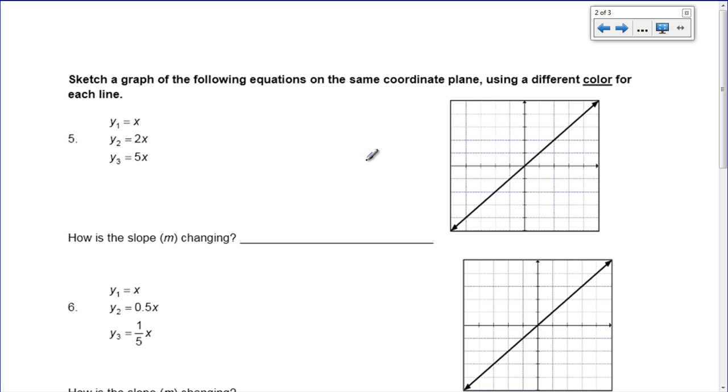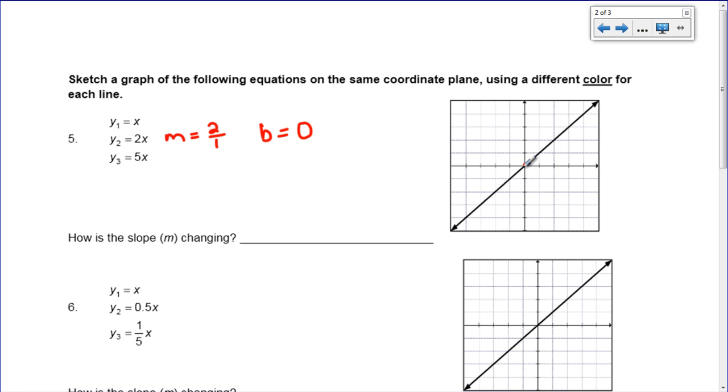So let's talk a little about some transformations. We're going to sketch a graph of these equations on this graph using a different color for each line, and then we're going to talk about what's happening. So the y equals x is graphed. This is your linear parent function. It's already there. We're going to graph y equals 2x. Well, the slope of this line is 2 or 2 over 1, and there is no y-intercept, so it means that my y-intercept is just 0.